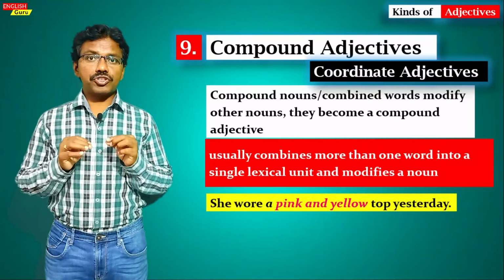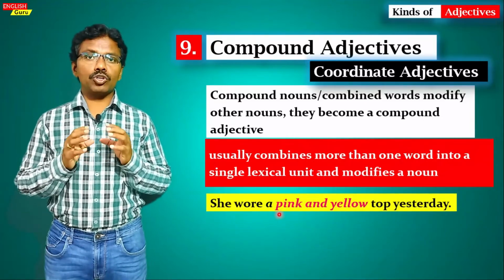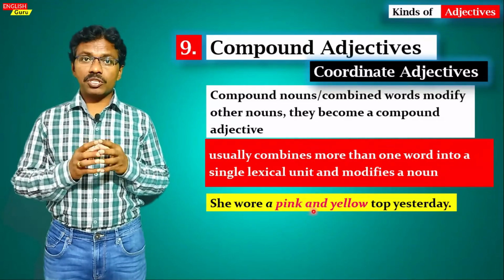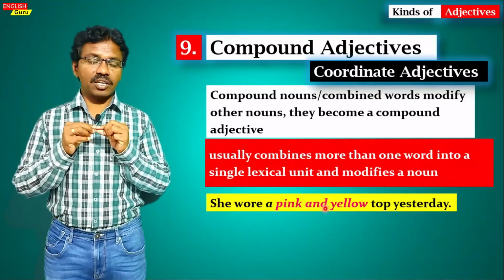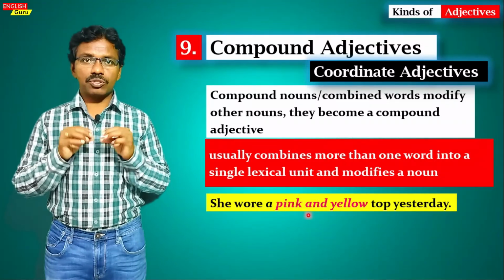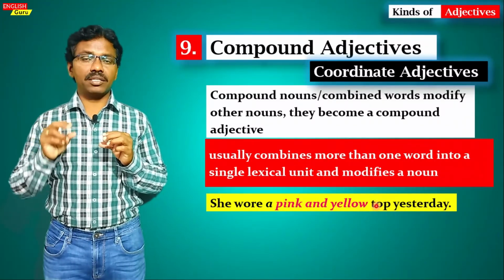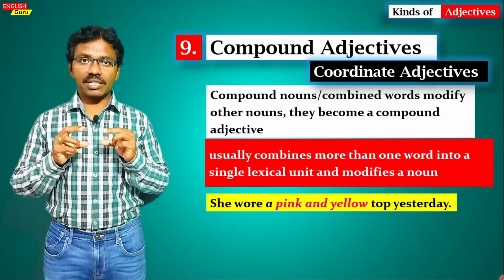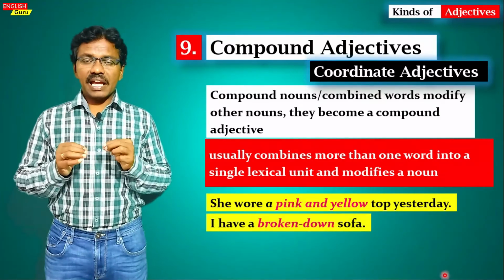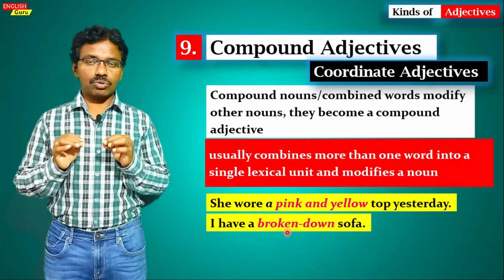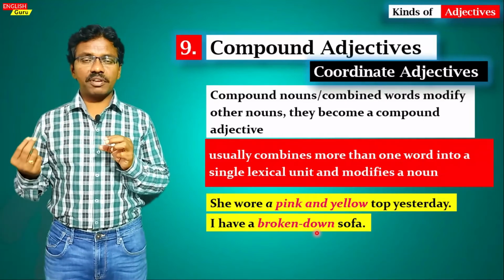For example, she wore a pink and a yellow top yesterday. Pink, yellow. These two are combined with this particular word, and so these are called compound adjectives. These two words are qualifying top. In the next sentence, I have a broken-down sofa. Broken hyphen down. So broken-down is qualifying sofa.